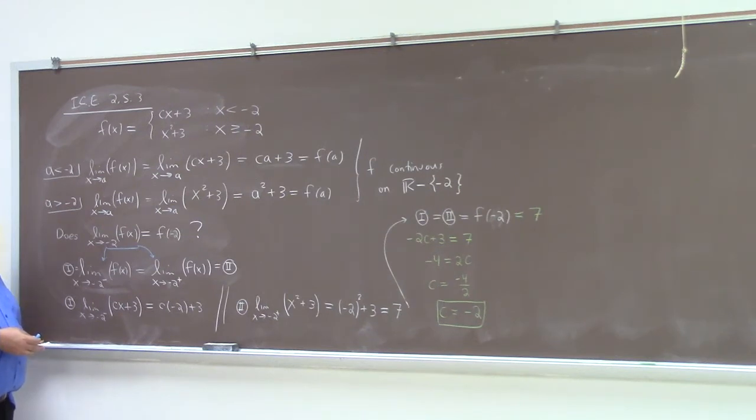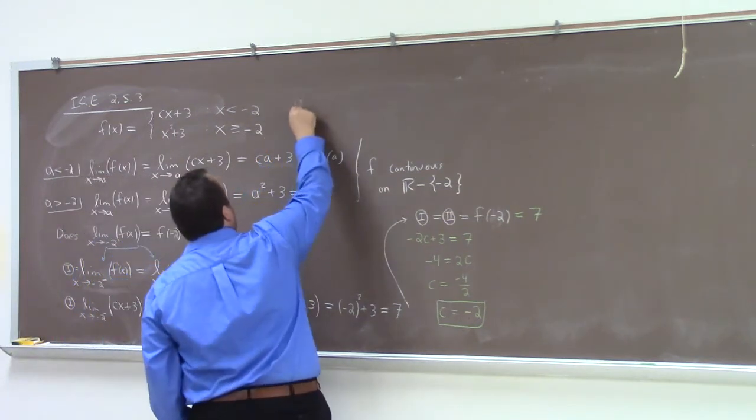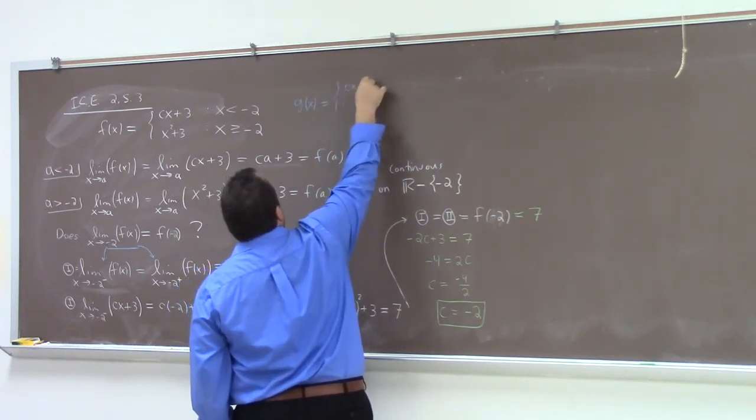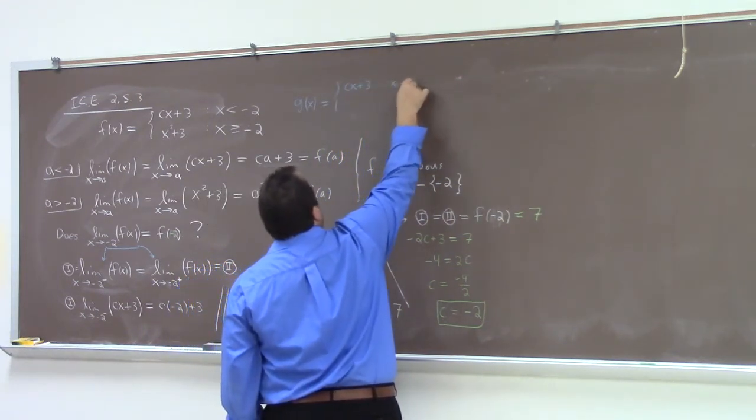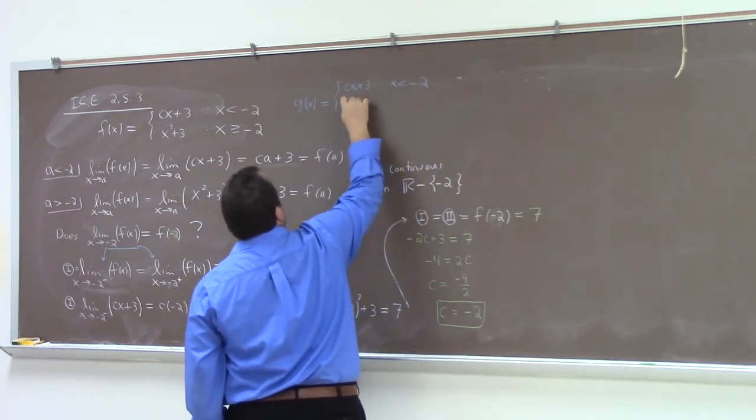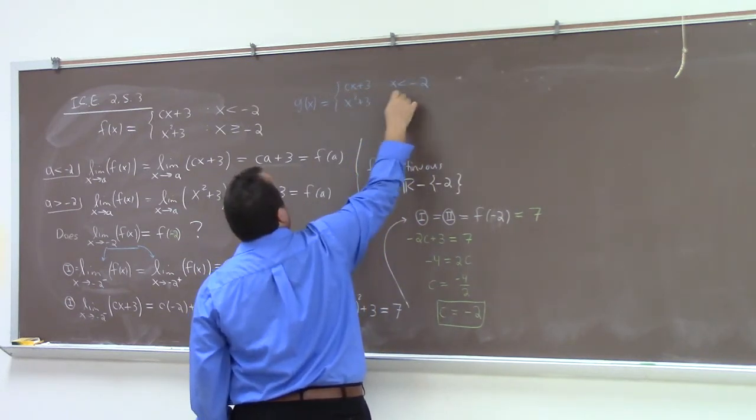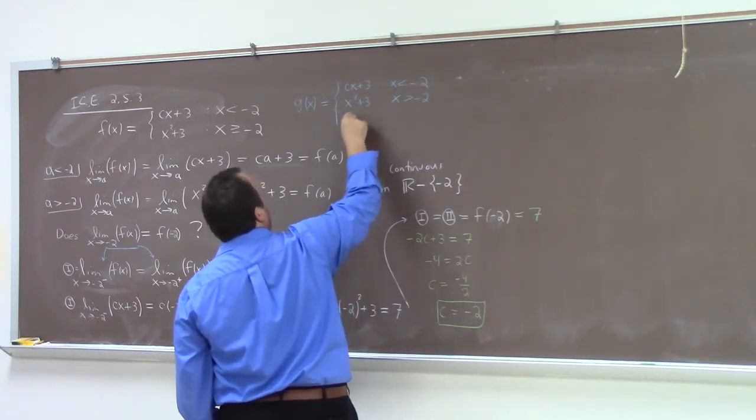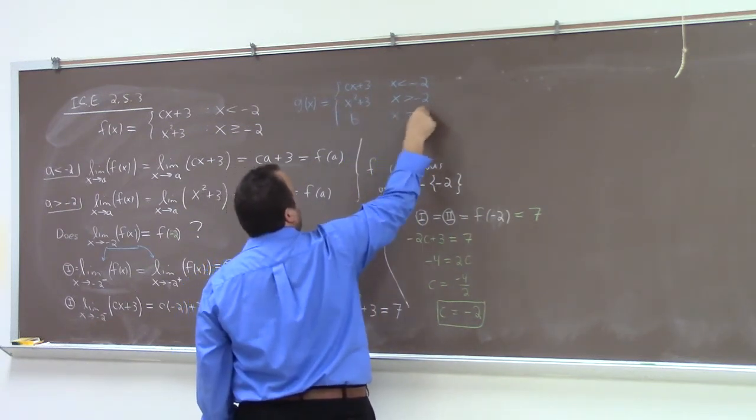Look, guys, we could modify this function ever so slightly, and let me do it over here. We could have g of x equals cx plus 3 for x less than minus 2, x squared plus 3 for x greater than minus 2, and then we could put b for x equals minus 2, right?